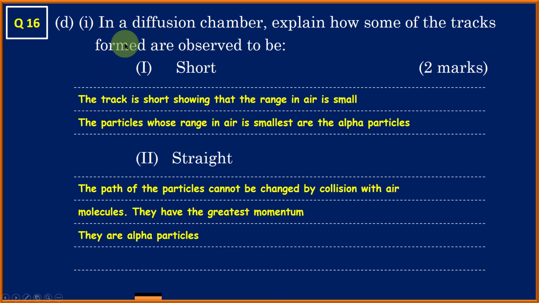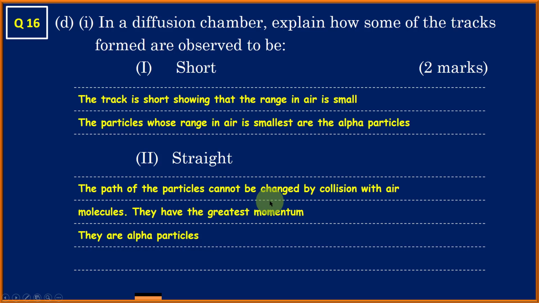D part 1. In a diffusion chamber, explain how some of the tracks formed are observed to be short. Of course, the track is short, showing that the range in air is small. That is why it is short. Particles whose range in air is smallest are those of alpha particles. So the diffusion chamber allows you to identify the type of radiation which has come into it, or which is being investigated, or which has produced those tracks.